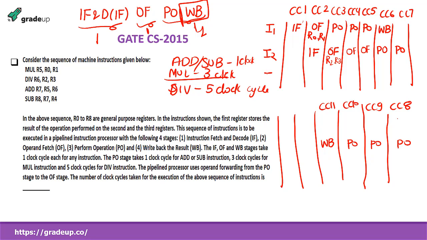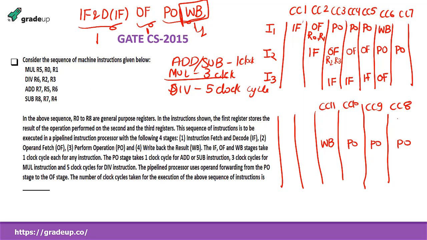Let us see execution of instruction I3. I3 will be inserted in clock cycle 3 while I2 was in OF stage. IF inserted. Now you will say that IF is going to take only 1 clock cycle, but you cannot insert this instruction I3 into OF stage in CC4 because your OF stage is busy with I2 instruction. So this I3 will remain in only IF stage. When I2 will move towards PO, it is going to be in OF stage.